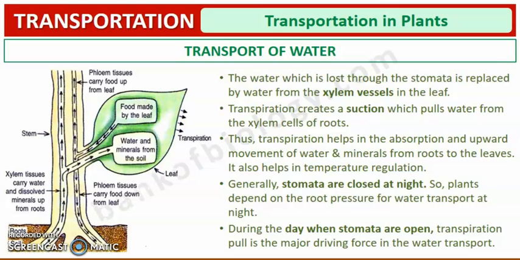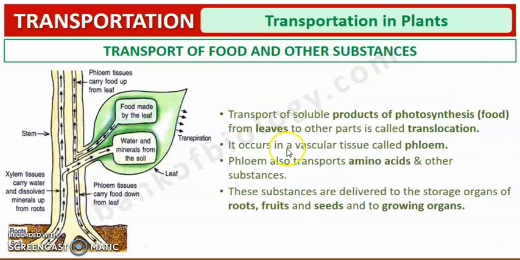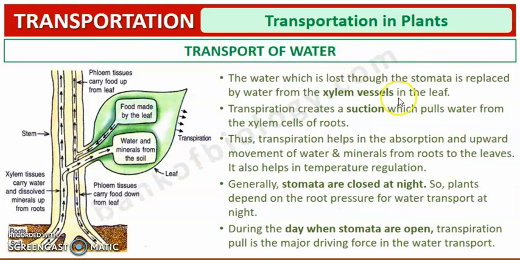Then when it comes to the root pressure, there is transport of soluble products of photosynthesis, which is the food, from leaves to other parts of the plant. Let me explain here itself what the root pressure is.